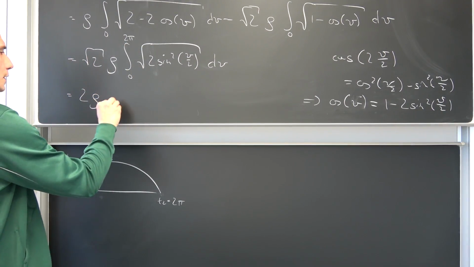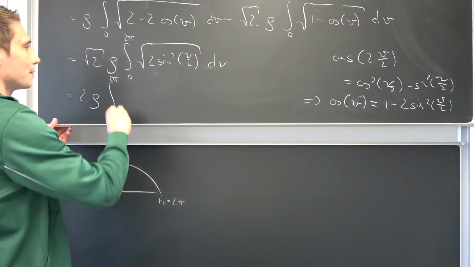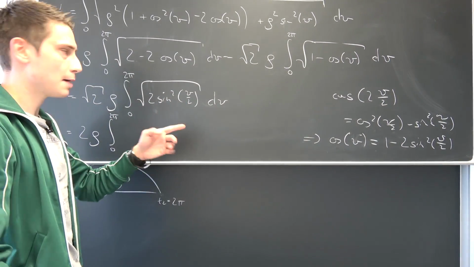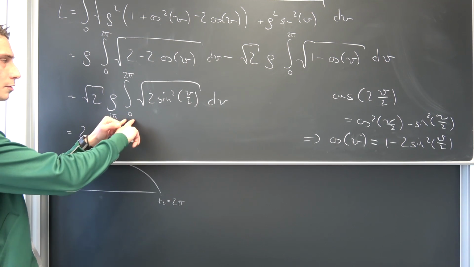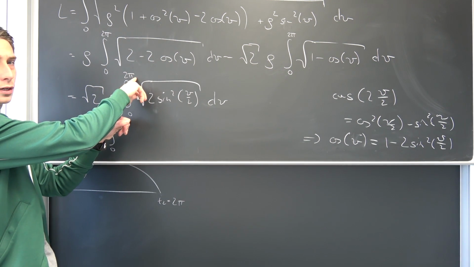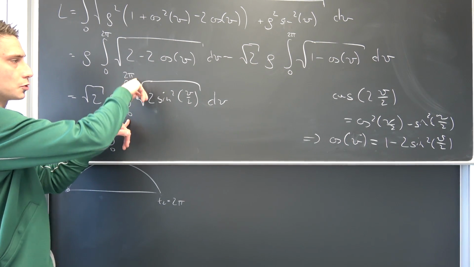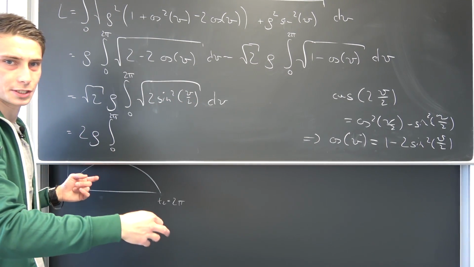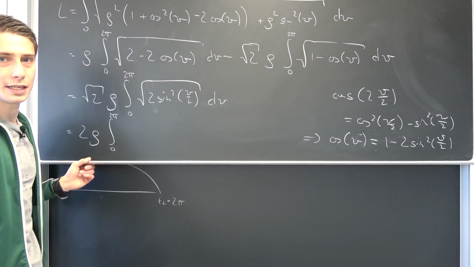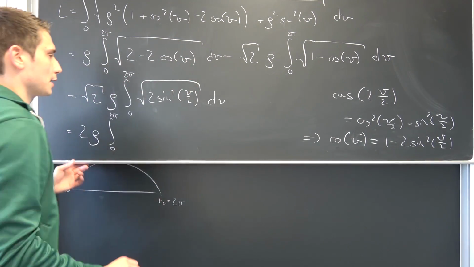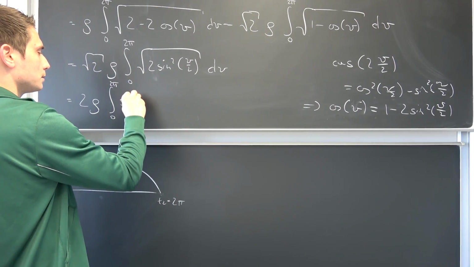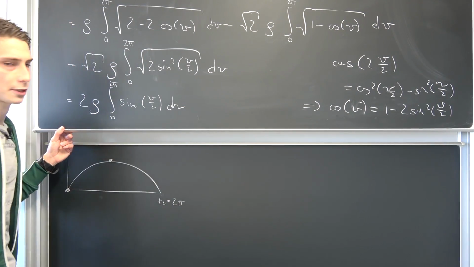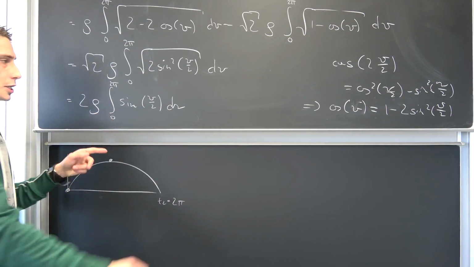2 times rho times an integral from 0 to 2 pi of, okay, square root of sine squared is going to give us the absolute value of sine on an interval from 0 to 2 pi, or rather from 0 to pi because we have theta over 2. Meaning it's going to be positive all the time. We are not going to get any negative values. So this is nothing but the sine of theta over 2 integrated with respect to theta. Integrating this is actually quite easy.